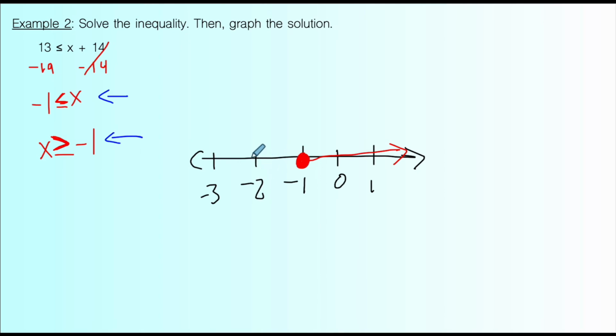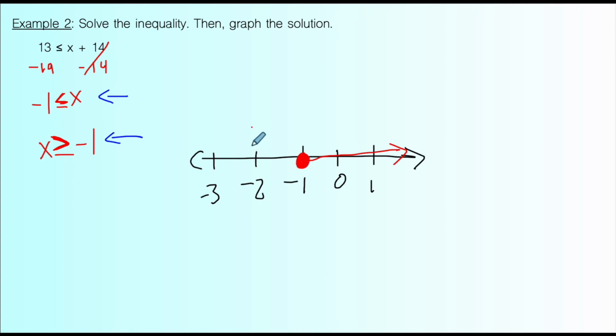And a quick test, if I plug in 0, which should be a solution, plug it back into the original, 0 plus 14 is 14. And 14 is greater than 13. So I know that these are all true. You could even test out the closed circle. -1 plus 14 is 13, and 13 is equal to 13, so that's also a solution.